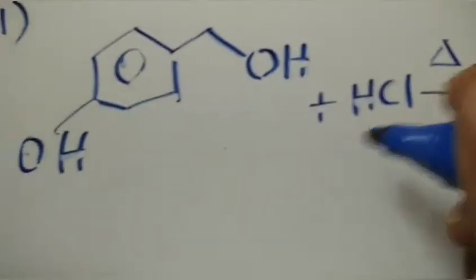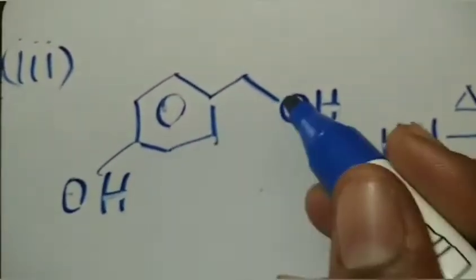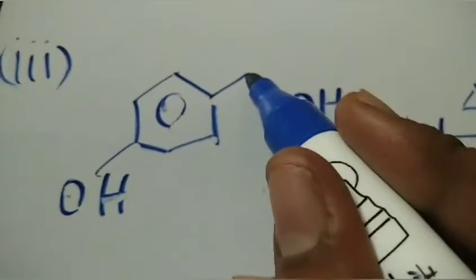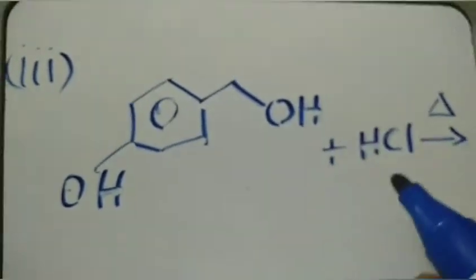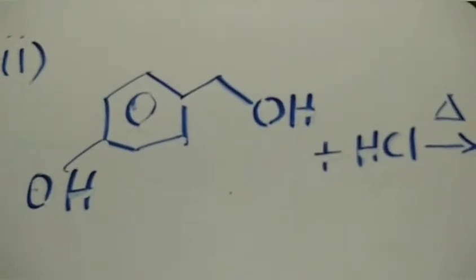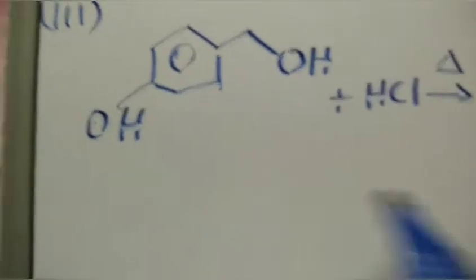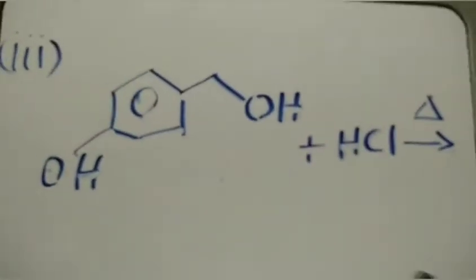The next question is this one. Here the OH group is directly attached to the ring, and here a methyl group is attached first, then the OH group. HCl is reacted with heat. What will be formed? This is the basic preparation of alkyl halides from alcohols, the first reaction you studied in this chapter.